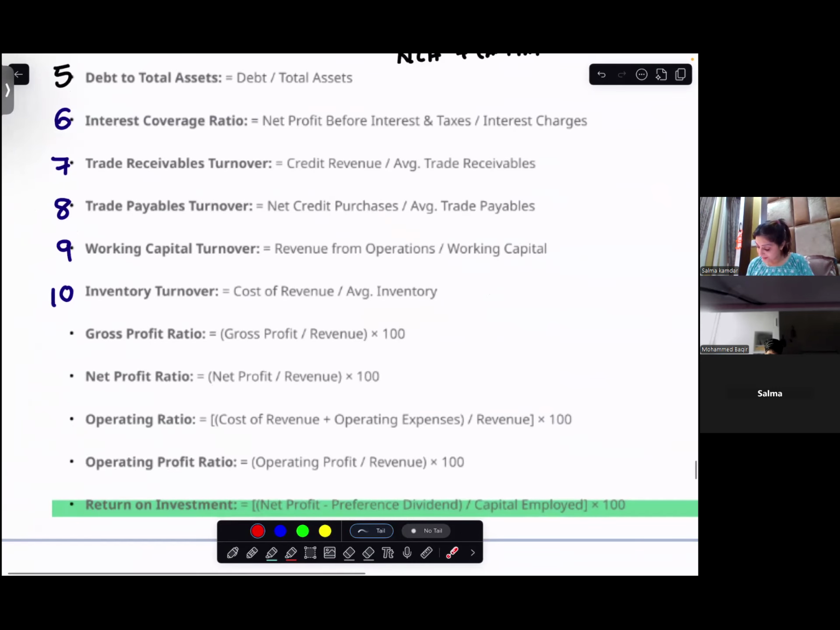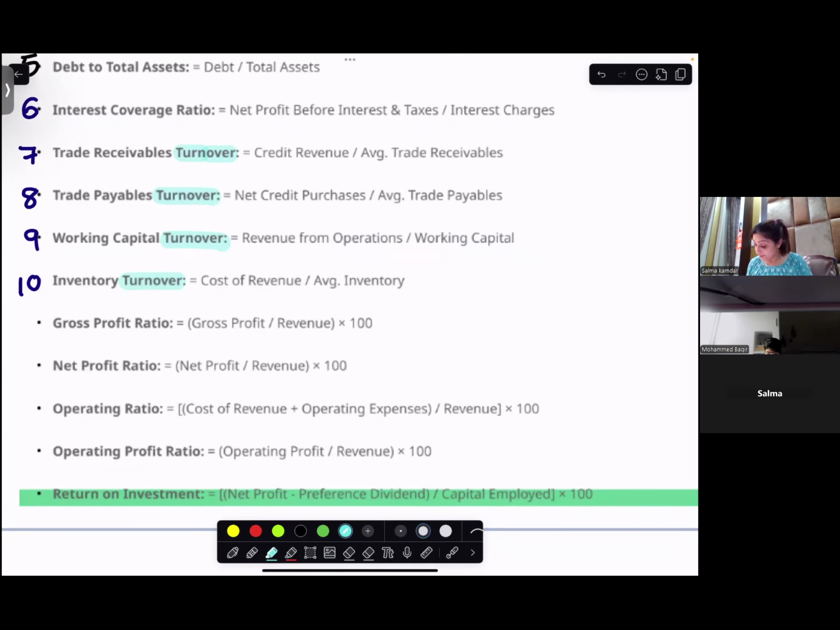Now you have your four turnover ratios. Whenever you have your turnover ratios, your numerator would always be what? Your revenue, your credit sales, your cost of sales, or your purchases. When I talk about the trade receivable turnover ratio, it would be your credit revenue, that is your credit sales. When I talk about the trade payables turnover ratio, your numerator would be your net credit purchases.